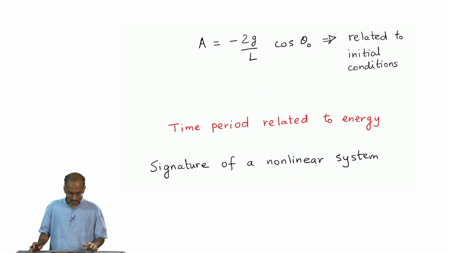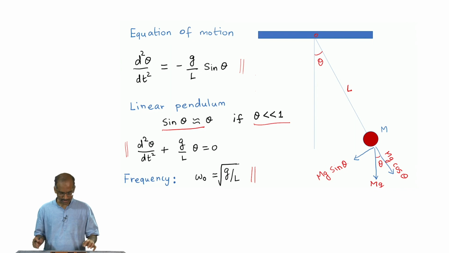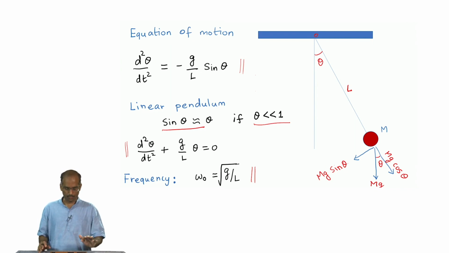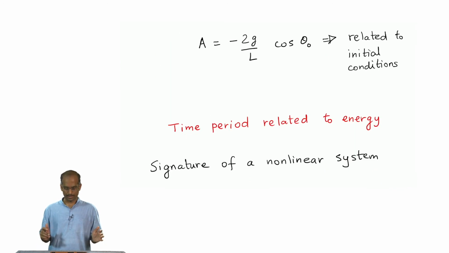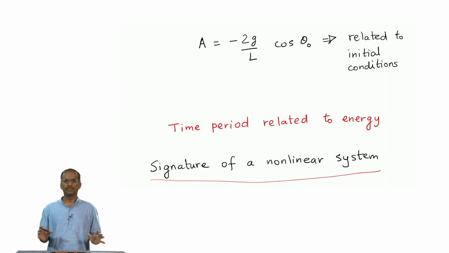If you compare with what we had for the simple pendulum, there the time period is dependent only on g and L, both are constants. g is the acceleration due to gravity, L is the length of the pendulum. So, time period depends only on these two quantities, not on initial condition, it is in particular independent of energy. So, for the simple linear pendulum, time period is independent of energy, but when you analyze a nonlinear system, it turns out that time period depends on energy, or in other words, it also depends on initial conditions. So, this is the signature of a nonlinear system. It is something that is a common attribute for all nonlinear systems.